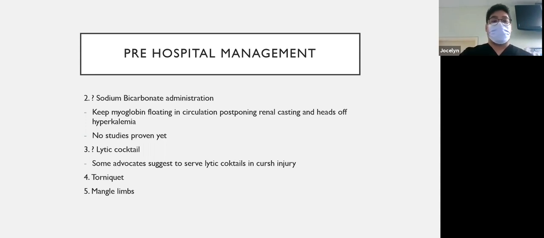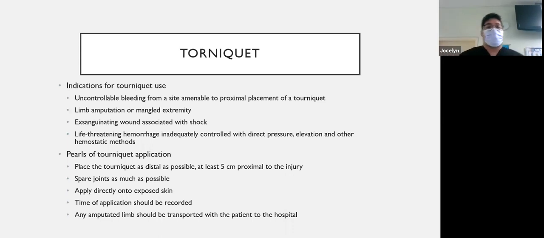Okay, number three is tourniquet and mangled limb. Usually in the movies, and sometimes you can see, if there's any mangled limb, we always put a tourniquet. Why? We want to save the leg. But the problem is, these are the indications for tourniquet use. First and most important, uncontrollable bleeding from a site amenable to proximal placement of a tourniquet. Life-threatening hemorrhage inadequately controlled with direct pressure. Limb amputation or mangled extremity, and an exsanguinating wound associated with shock. That's when we use the tourniquet.